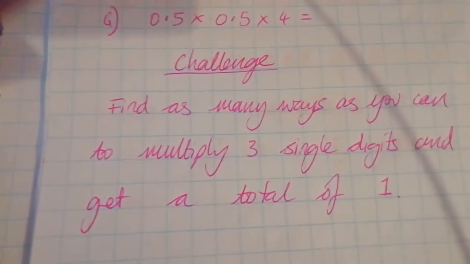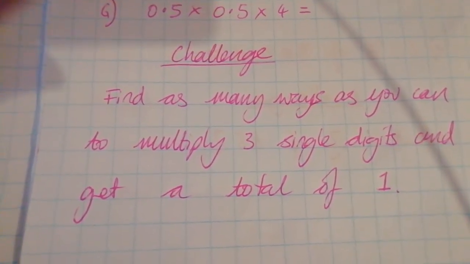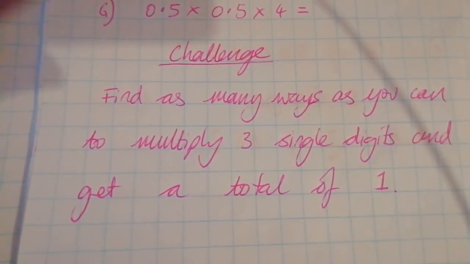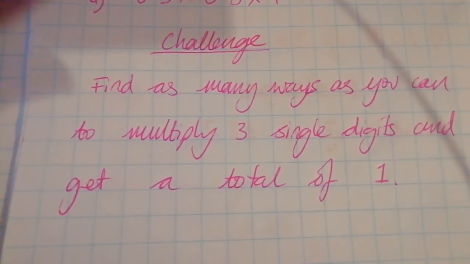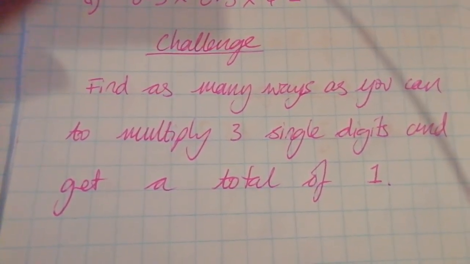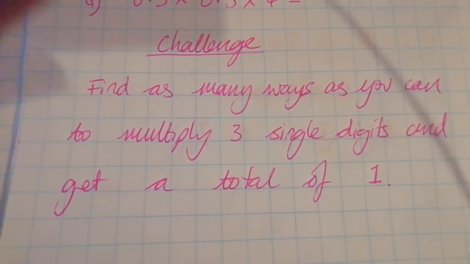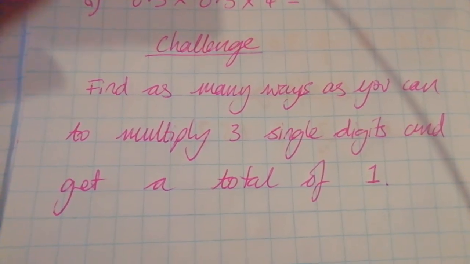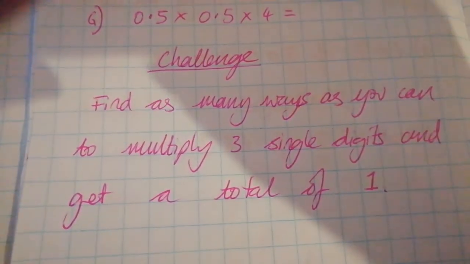And also, here is your challenge. Find as many ways as you can to multiply 3 single digits and get a total of 1. Are there any ways? Is it possible? Good luck with that one.